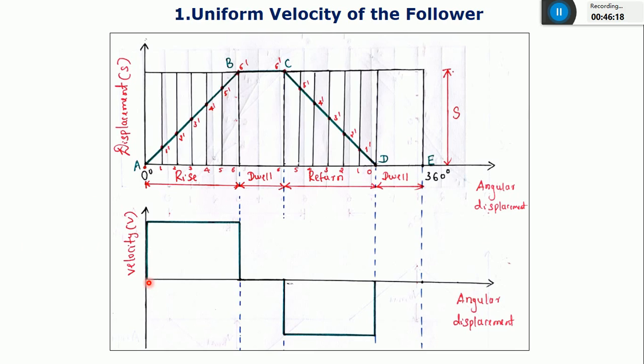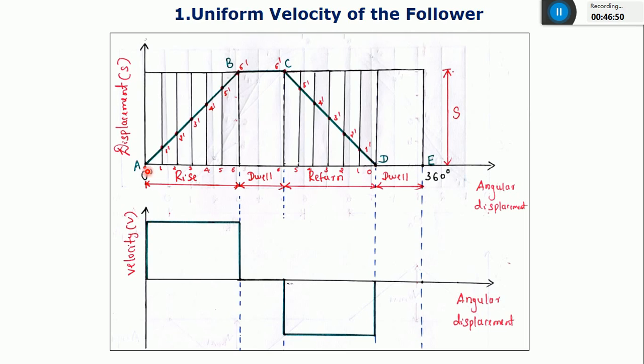Again, along the x-axis, I'm going to consider the angular displacement from 0 to 360. But along the y-axis, instead of displacement, I'm going to plot the velocity. Using the formula, you can calculate the velocity of the follower, and with those values, I'm going to plot the velocity versus angular displacement. As the name suggests, you can see the uniform velocity of the follower. After plotting this graph, you can observe that the velocity of the follower is uniform.